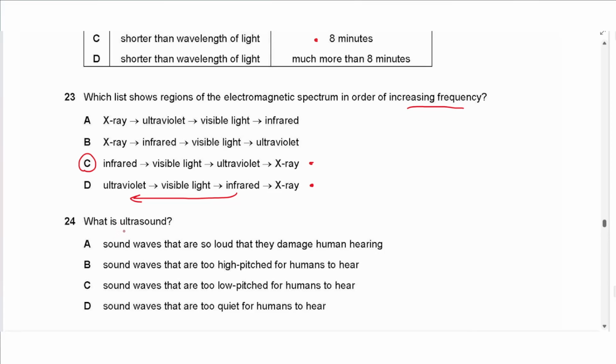Question 24 says what is ultrasound? Sound waves that are too loud? No. Too high pitched? Yes, that's high frequency to be heard by a human ear. Sound waves that are too low pitched? No. Too quiet? No again. So the answer is B.